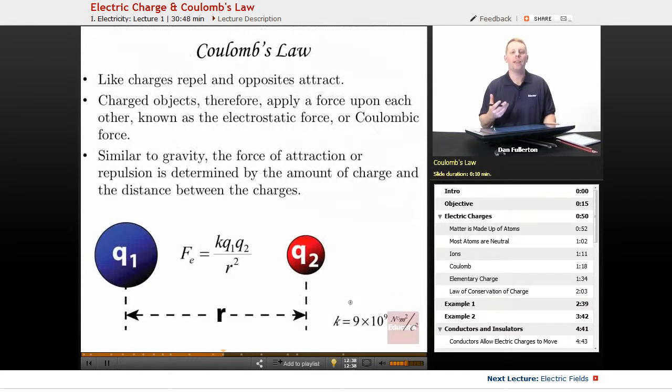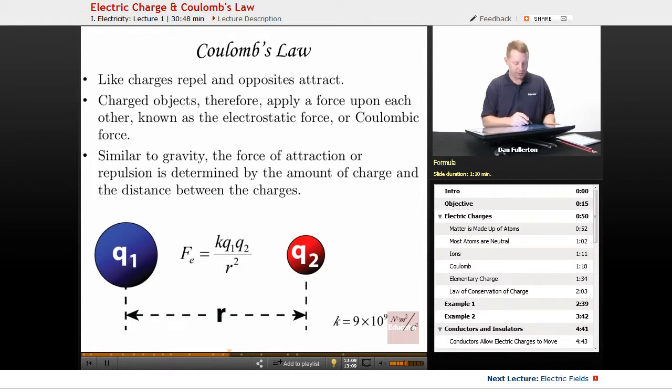So we've been talking about this force of attraction and repulsion between charges. Let's formalize that a little bit and see if we can calculate it using what's known as Coulomb's Law. Charged objects apply a force upon each other, known as the electrostatic force, or sometimes called the Coulombic force. Similar to gravity, the force of attraction or repulsion is determined by the amount of charge and the distance between the charges. And it's actually another inverse square law. It goes as the inverse square of the distance between the centers of those charges.